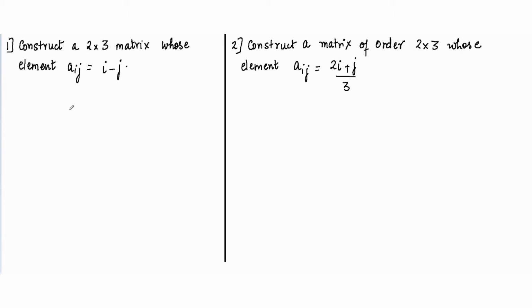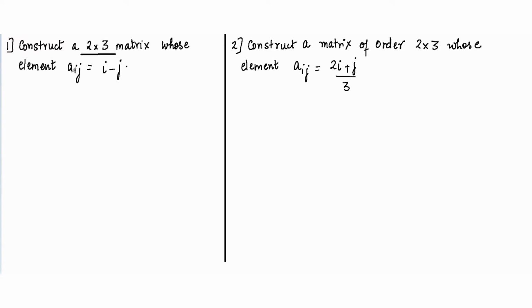In this session, let us solve a few questions based on matrices. So far, we have dealt with matrix addition, matrix subtraction, multiplication of a matrix with a scalar value, as well as equality of matrices. So let's go through the first question. Construct a 2 by 3 matrix whose element aij is given by i minus j.